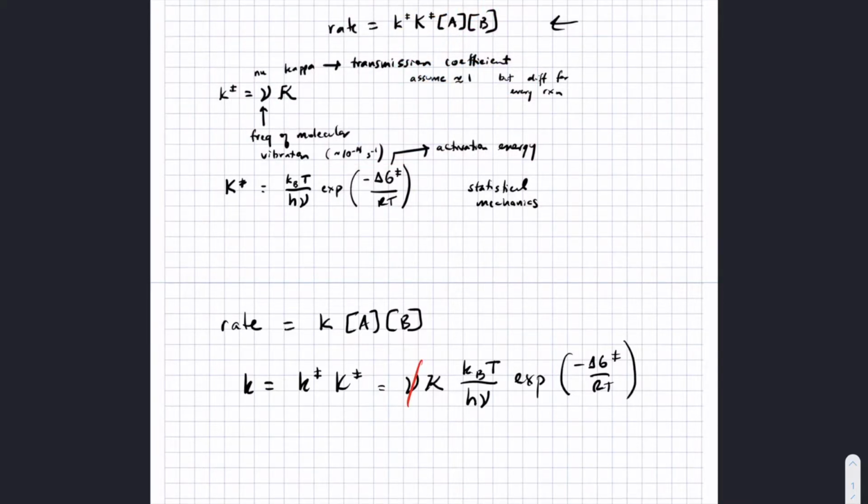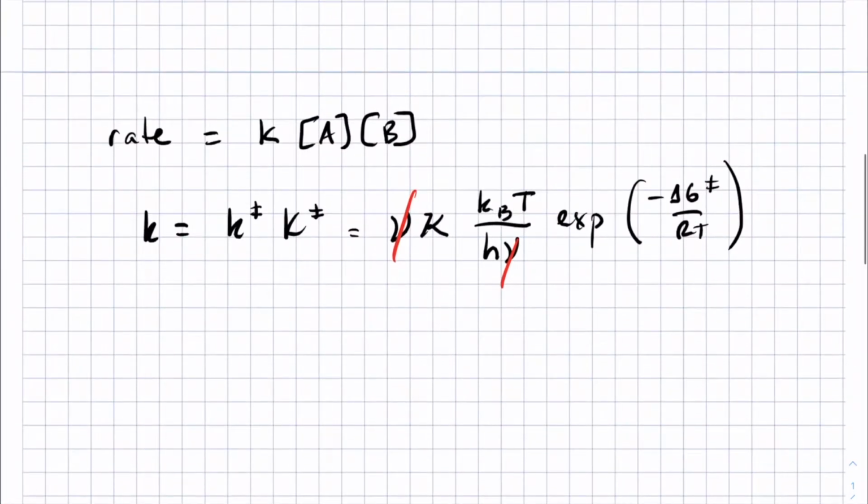I'm not going to ask you to derive this on your test, so don't worry about it. Things make more sense to me when I do the algebra, unfortunately. So, yeah, your expression for k equals kappa k_B T over h times the exponential of.